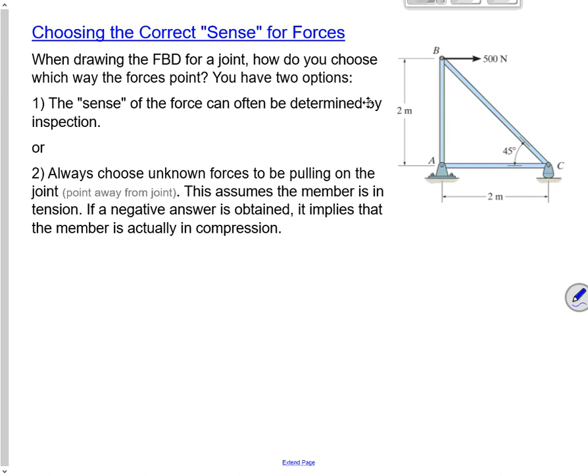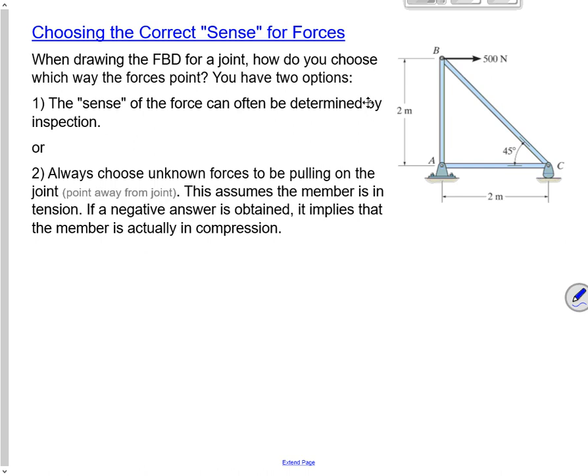Choosing the correct sense for the forces. Which way do the forces point? Do they point left, or do they point to the right? Do they point up, or do they point down? That's what I mean by the sense. A lot of times you can figure it out before you draw your picture. If it's too hard to figure out, you can always just assume that all these unknown forces are pulling on the joint. Then if you end up with a negative answer for one of those, it tells you, oh, you drew the arrow the wrong direction. It should point into the joint, not out of the joint.